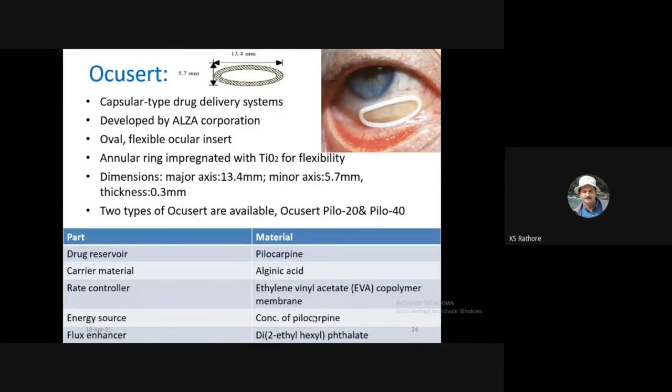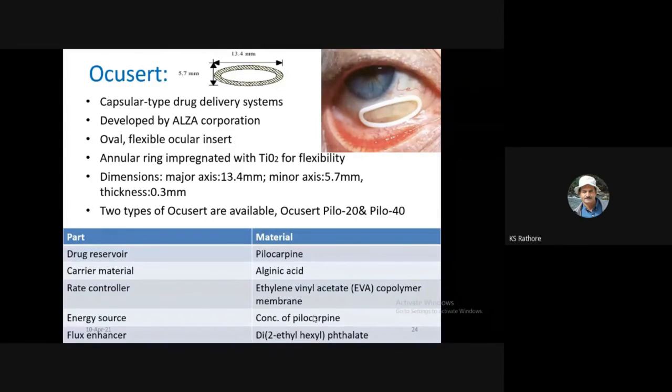Next is Ocusert. Ocusert is a 13.4 by 5.5 mm size device, a capsular type drug delivery system. This was first developed by Alza Corporation. This is an oval shape, flexible ocular insert with an annular ring impregnated with titanium dioxide for flexibility. The dimension I already mentioned, and thickness is 0.3 mm. Two types are available, Ocusert Pilo 20 and Ocusert Pilo 40, for glaucoma cases.